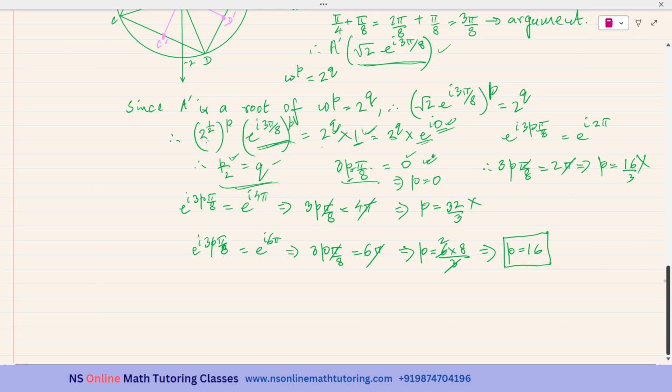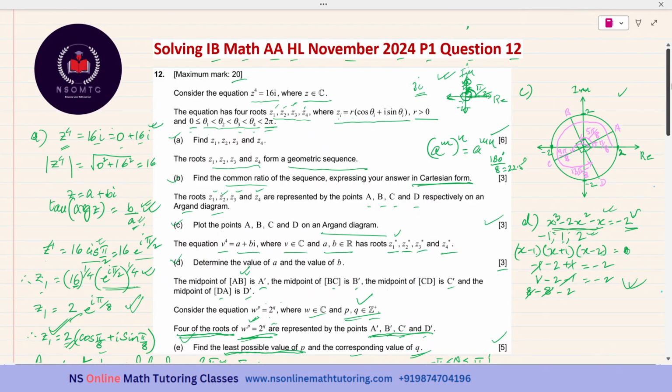Okay. And therefore, since p over 2 is equal to q, 16 over 2 is equal to 8, equal to q. Okay. Therefore, q is equal to 8. So we have completed answering this question.